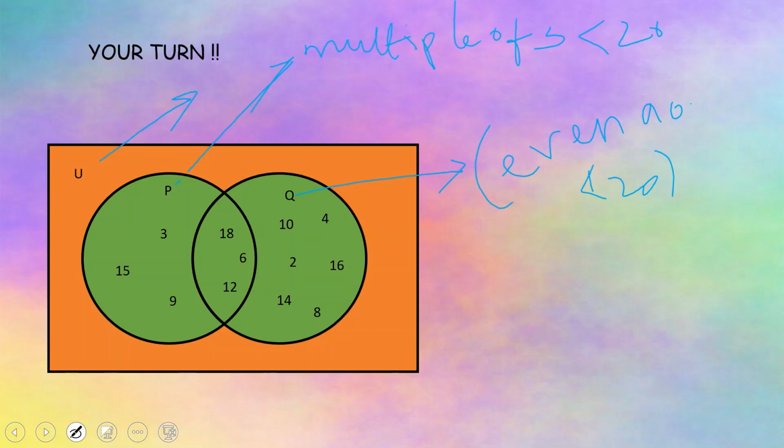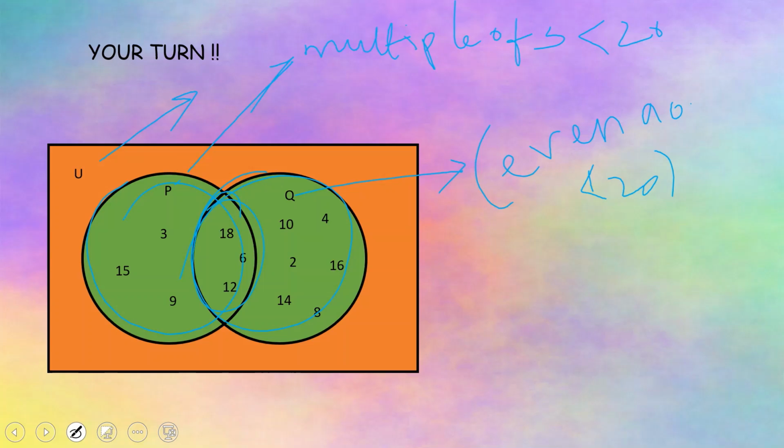Mention P में what elements will be put? Obviously multiple of 3 which are less than 20. Multiple of 3 which are less than 20 क्या हो गया? 3, 9 and 15. And Q में क्या हो गया? Q में even numbers less than 20, 2, 4, 8, 16, 14, 10, 6, 18, 12. और P में 3, 15, 9, 18, 6 and 12. So these all numbers are less than 20. So this is one set, this is one set, and these are common elements in both the sets.